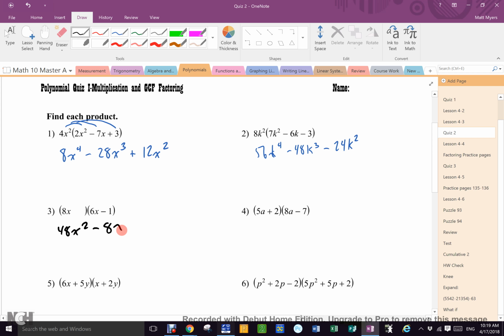Everyone cool? But once I've done that, I have to recognize that there is another one there. So now this guy's gone. Now I got to run negative 8 through. So that is negative 48x. Negative 8 times negative 1 is positive 8. And then I collect everything up. 48x squared minus 56x plus 8.